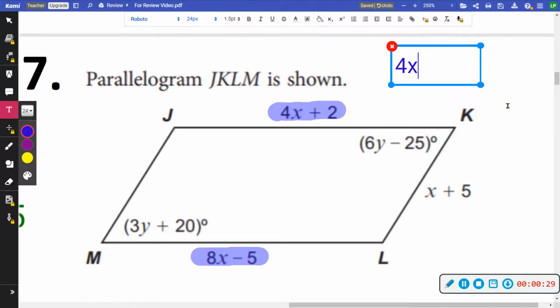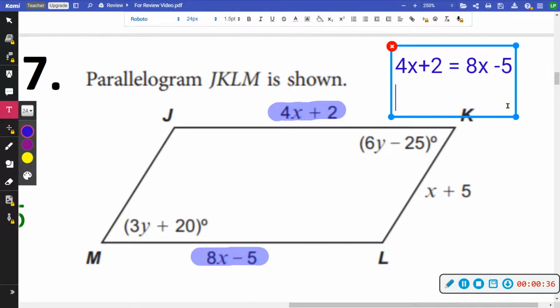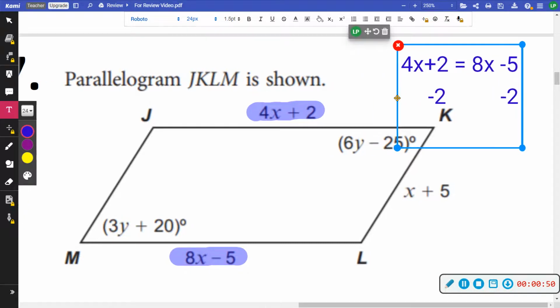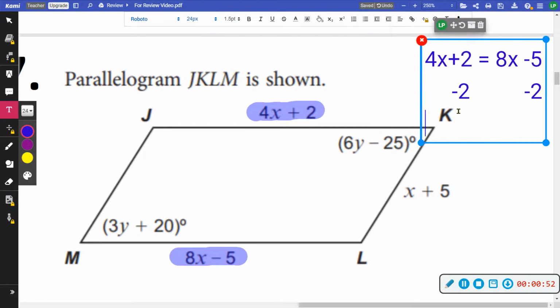See, 4x plus 2 equals 8x minus 5. There's a few ways to solve this. I would probably minus 4x from both sides. Well, most people like the x on the left, so I'll do minus 2. Minus 2. And then I get 4x equals 8x minus 7.